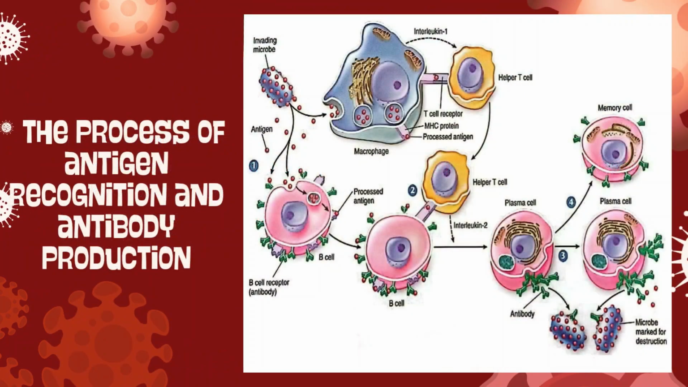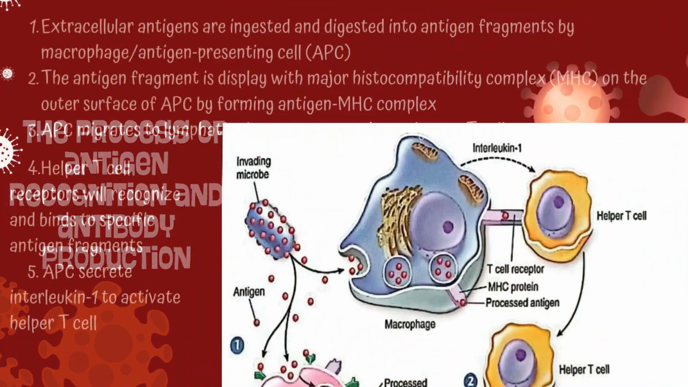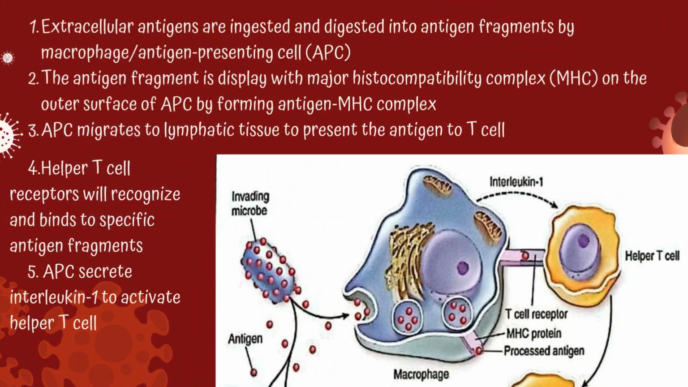Next, I will explain about the process of antigen recognition and antibody production. First, extracellular antigens are ingested and digested into antigen fragments by macrophage or APC. The antigen fragment is displayed with MHC on the outer surface of APC by forming antigen-MHC complex.